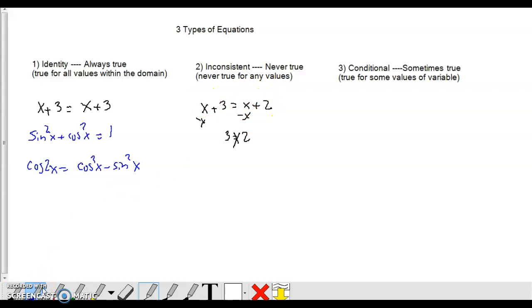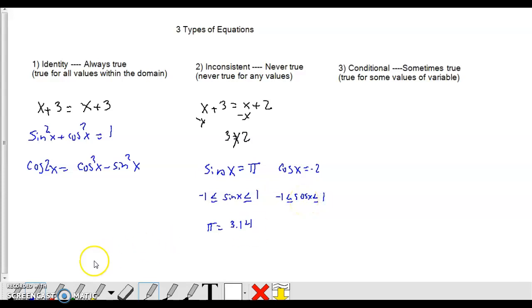Something that might happen is if you have something that looks like this: sine of x is equal to pi. This is never true because sine of x is always between 1 and -1, and pi is about 3.14, so we know that it's way outside of 1. Or cosine of x is equal to -2. Again, this will never be true because cosine is always between -1 and 1.